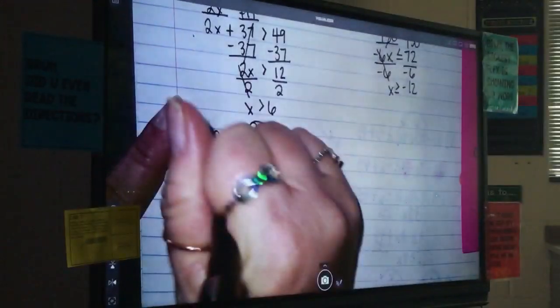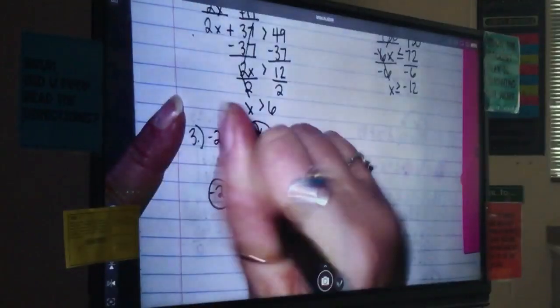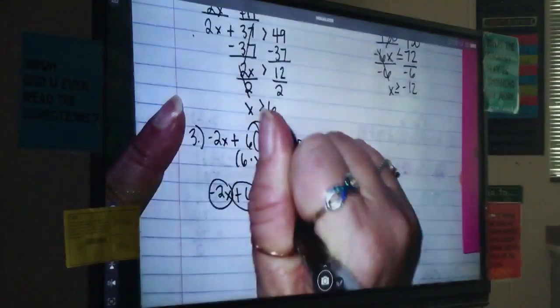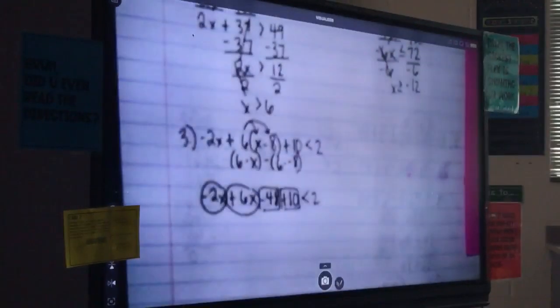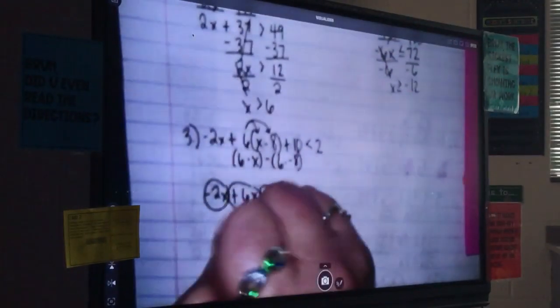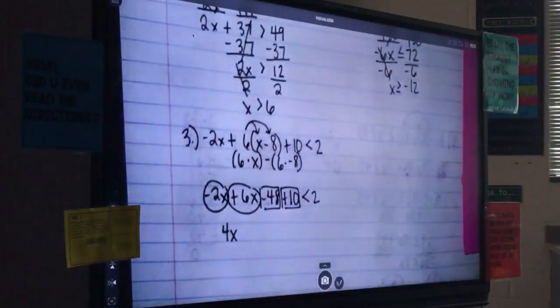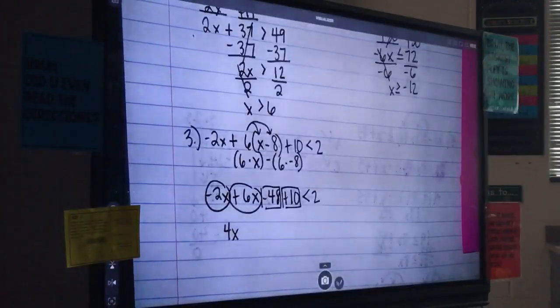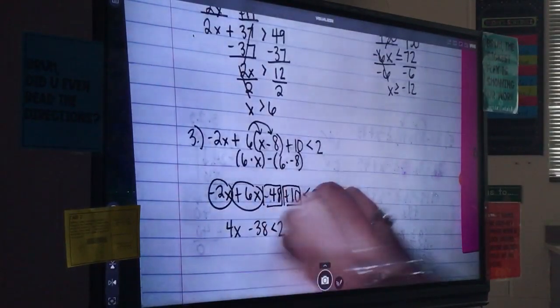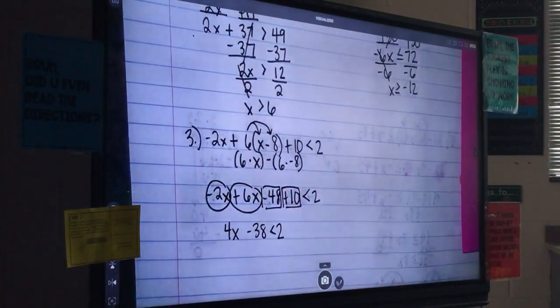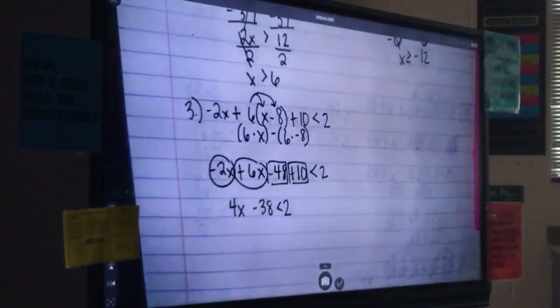I can combine my like terms here and here. What is 6 minus 2? Ariana. So I have 4x. And then what is negative 48 plus 10? Audrey. Negative 38 is less than 2. And then from here, this just becomes a 2-step equation, which should not be very hard for us to solve. Or sorry, inequality, not equation.